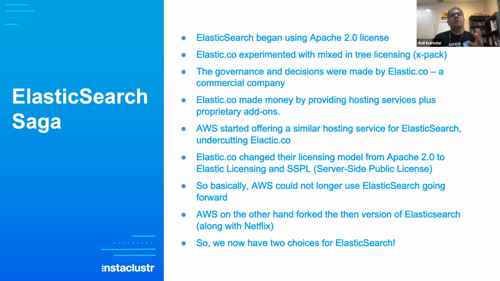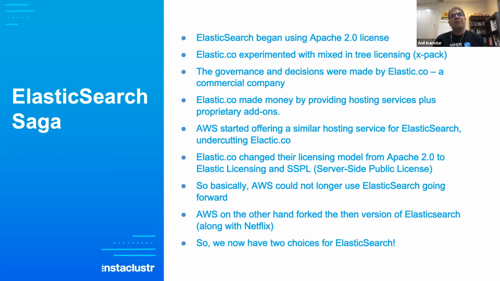So Elasticsearch began using the Apache 2.0 license, and it was governed by Elastic.co. Elastic.co experimented with mixed tree licensing. They call it XPack. The governance and the decisions were made by Elastic.co. It was a commercial company. So it's an open source license, but a commercial company is governing it. So see the dynamics. Elastic.co made money by providing hosting services plus proprietary add-ons. Now, AWS started offering similar hosting services for Elasticsearch, undercutting Elastic.co. Elastic.co changed their licensing model from Apache 2.0 to Elastic Licensing and SSPL, the Server Side Public License.